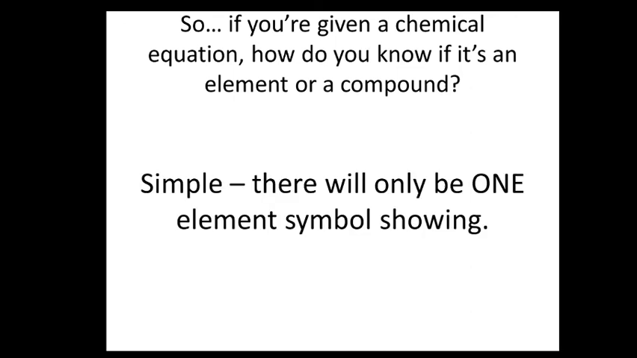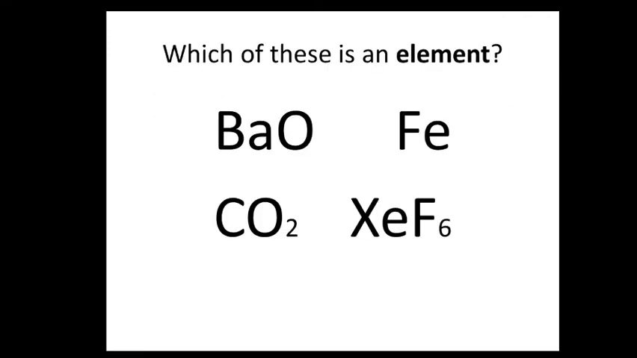Simple. If there's only one symbol for an atom showing, then it's an element. Take a moment and look at these chemicals. Which of them is an element and which are compounds? The first chemical has 2 symbols, Ba and O, so it's a compound, not an element. The next one, Fe, is 1 symbol. It's the symbol for iron. 1 symbol, so this is an element.